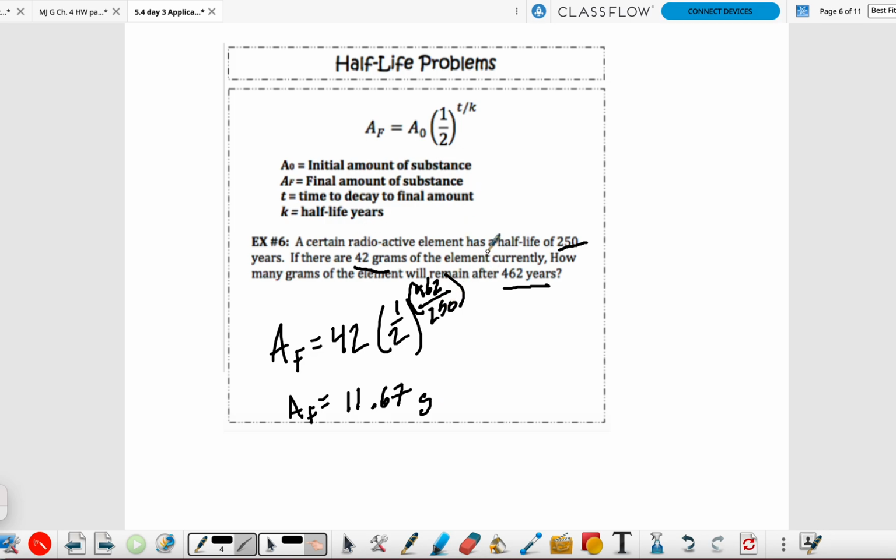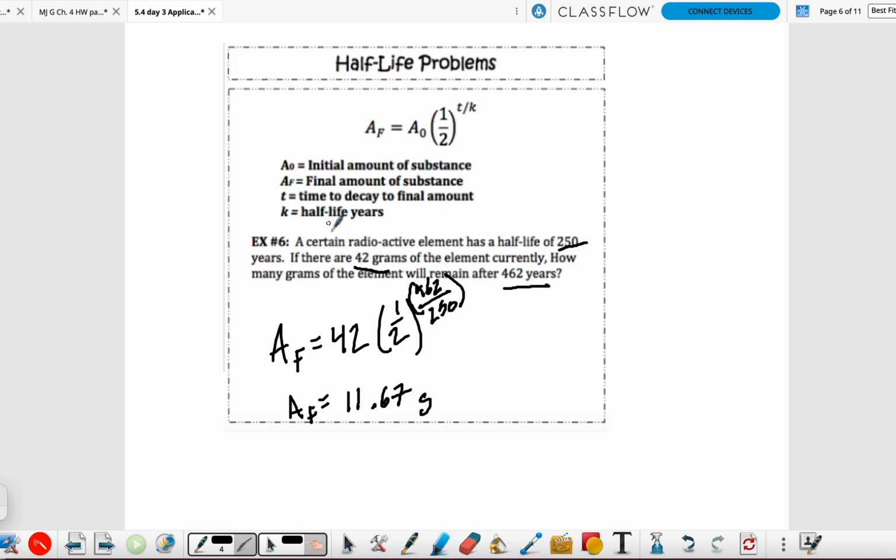But what this is actually saying is every 250 years, this amount gets cut in half. So if this was just 250, our number here would be 21. But we're going another 232 years, so almost another half-life. Half of 21 is 10.5, so it's only down to 11.67, but that's the idea, that every 250 years, there is half of that substance left over.